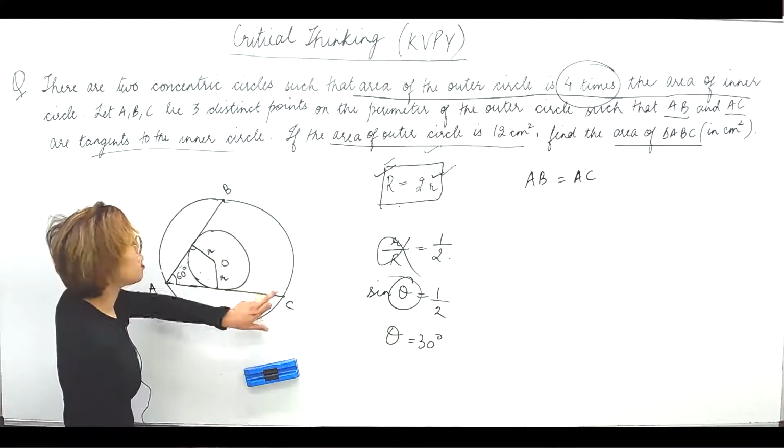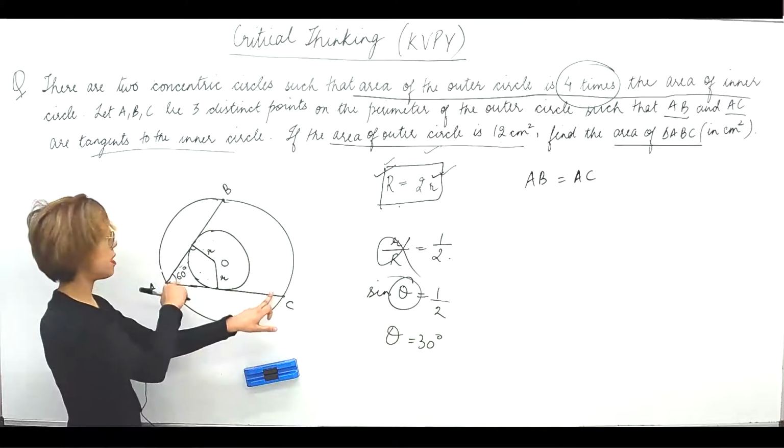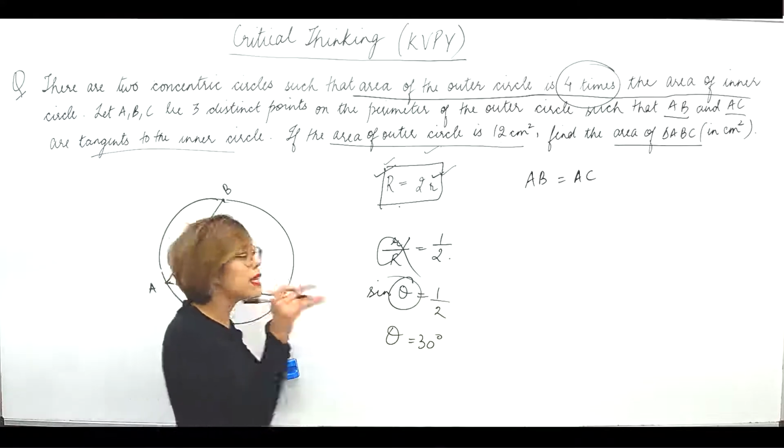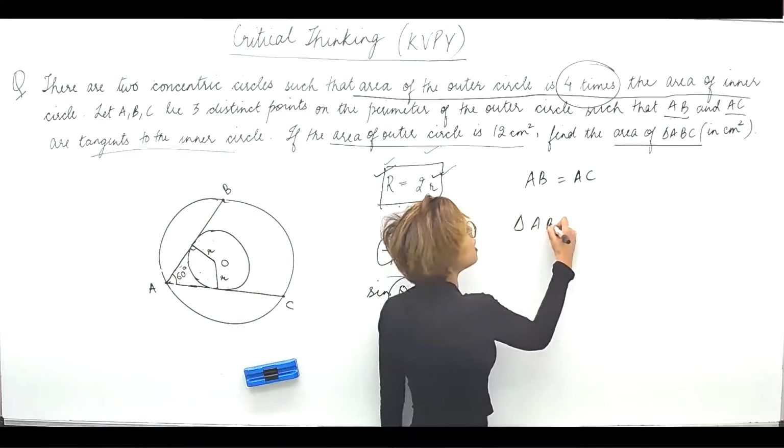So that means the sum of these two angles will be what? 120 degrees, because this was 60, that will be 60. So I can say that triangle ABC is equilateral.